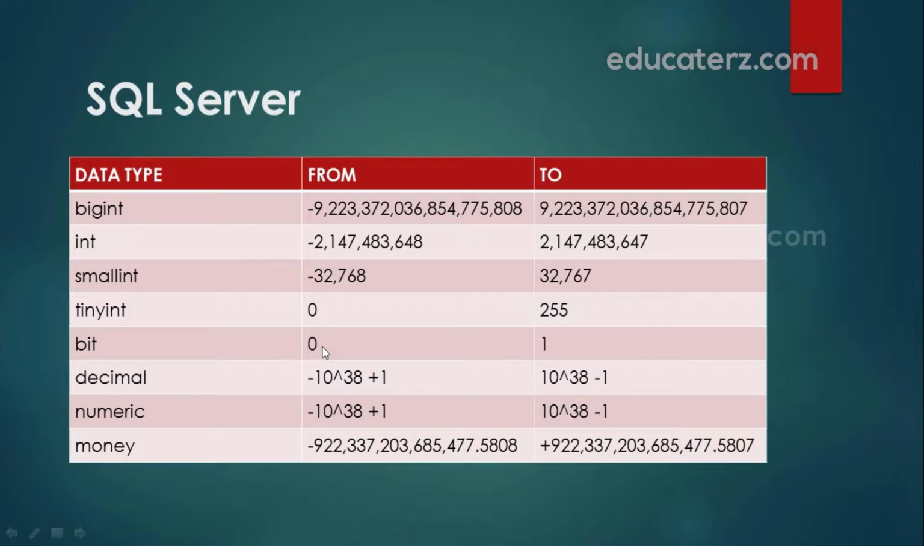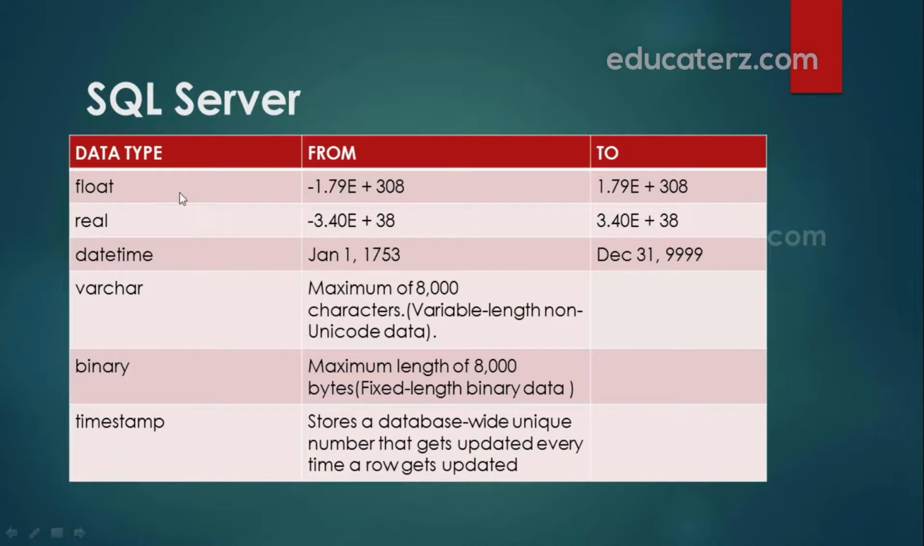And bit stores zeros and ones. Usually 0 means inactive, 1 means active. Then decimal, numeric and money, and some float data types, real data type, date time, varchar, binary, timestamps. And timestamp stores a database-wide unique number that gets updated every time a row gets updated. So we'll have this timestamp at the database end. Whenever a new row is added, the current time will be taken into account.